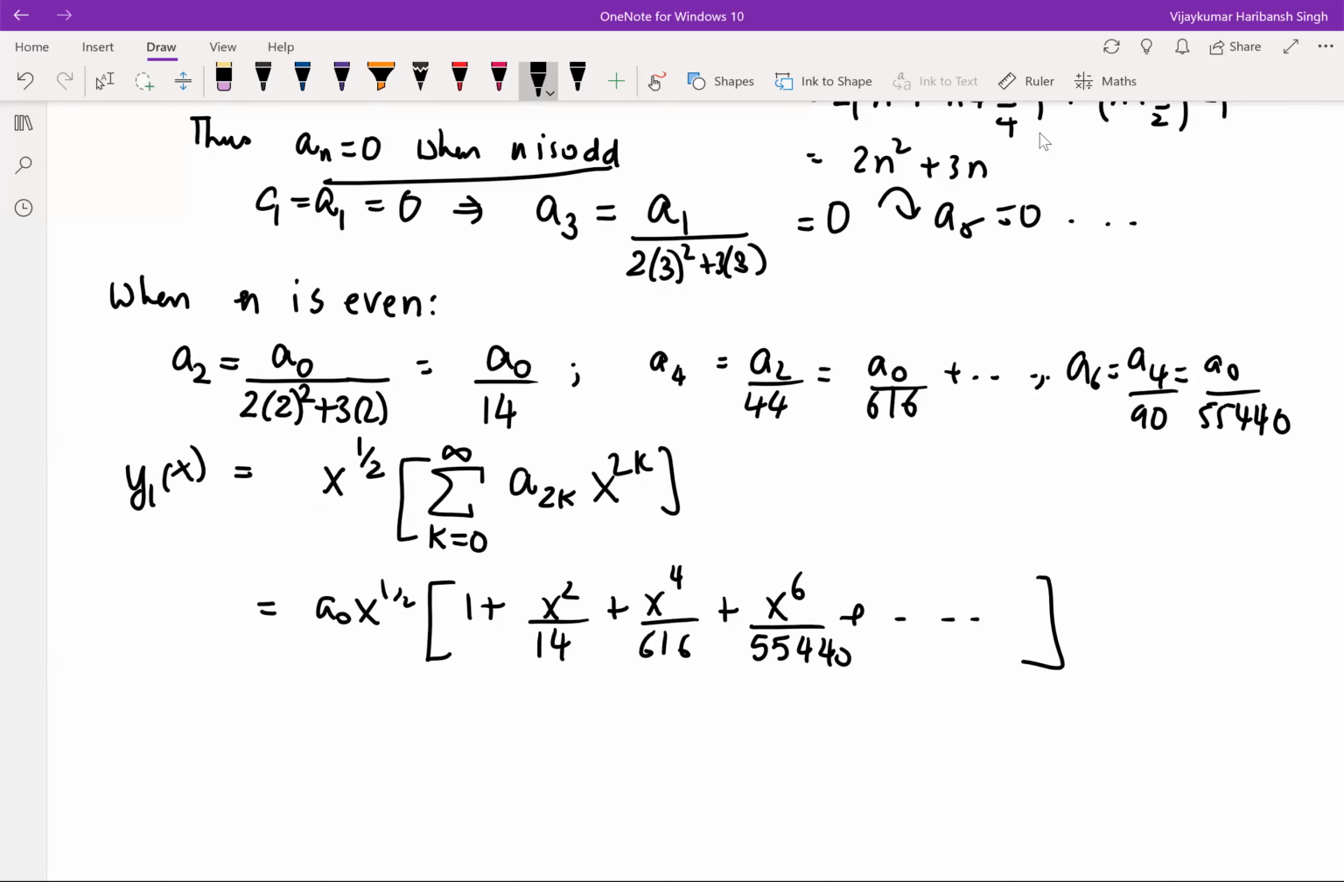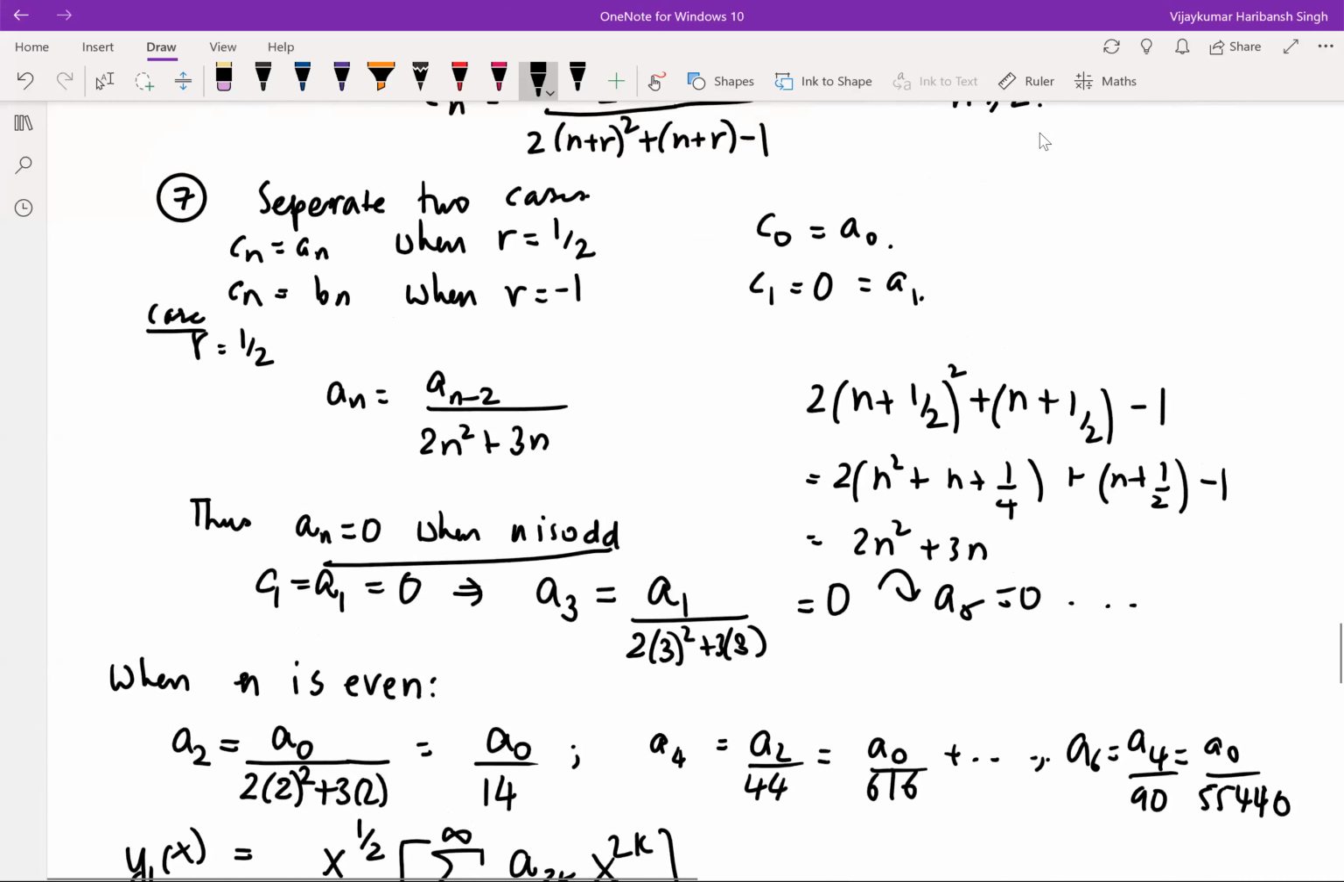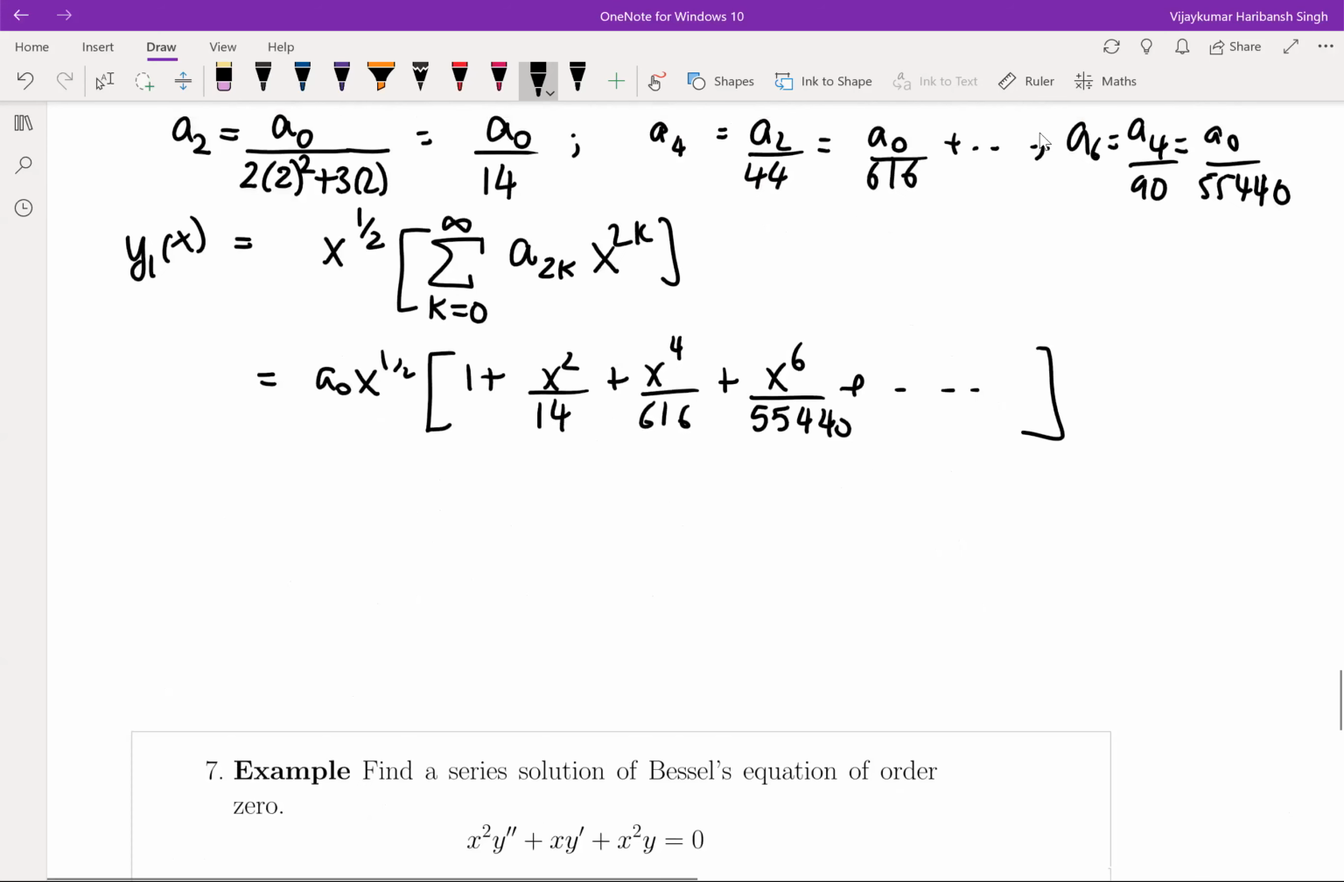Now the question is, can we find out a closed form? And the answer is yes. The closed form is here already. Just that the previous one is getting multiplied with this 2n squared plus 3 all the time. So we write it in this format.